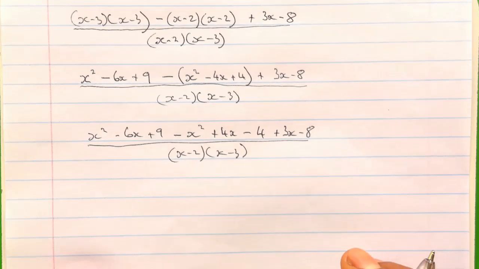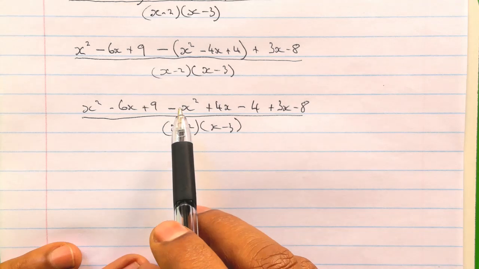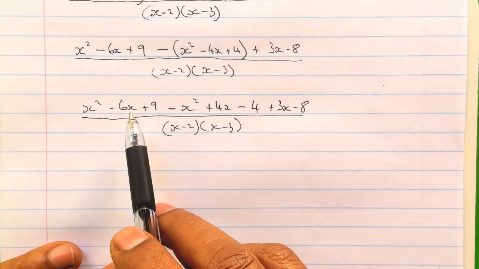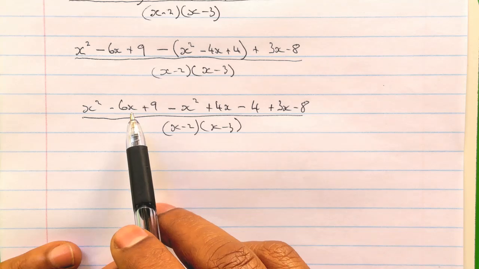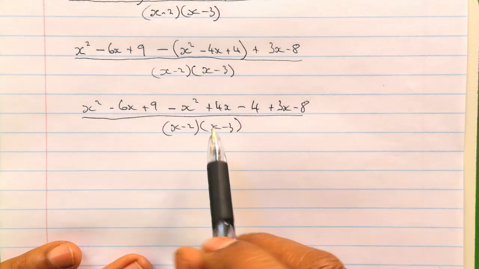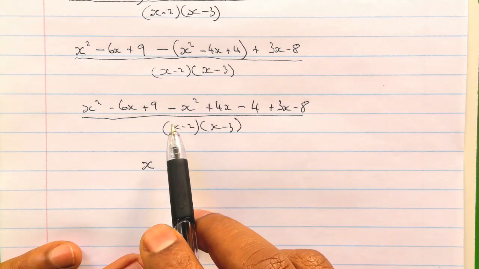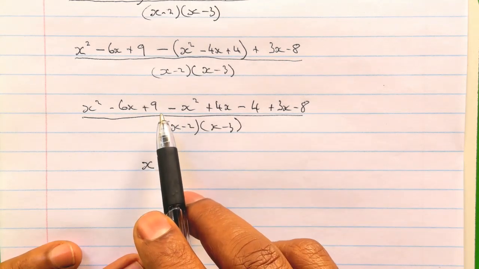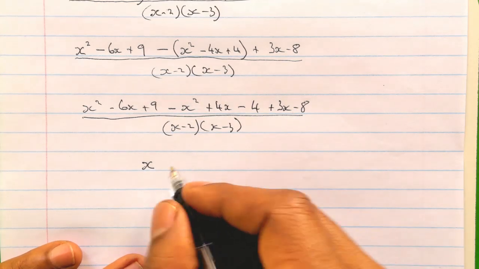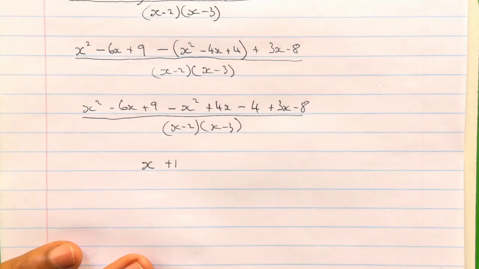Then what happens at the top now? My x squared even out, isn't it? Then I have my negative 6x and I have a positive 7x. So it means I'll have a positive x. Then what are my numbers? Positive 9 and a negative 8. What will I have? A positive 1.